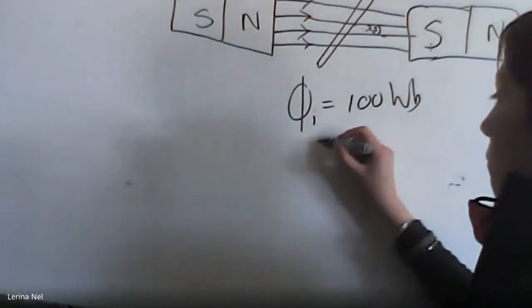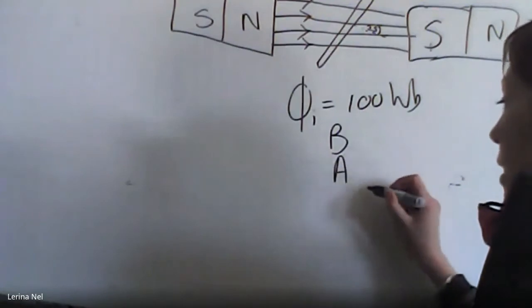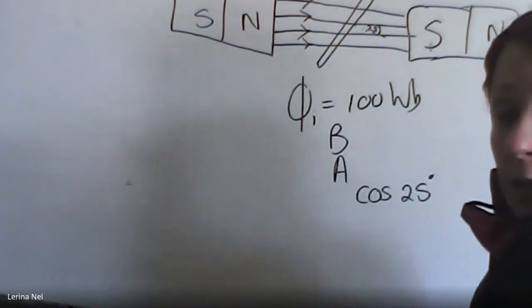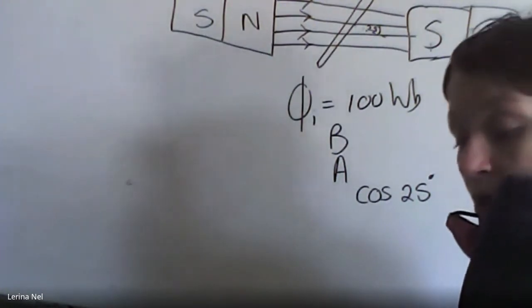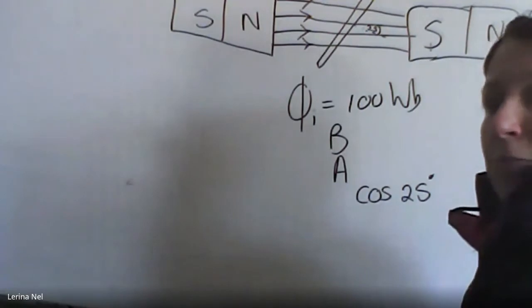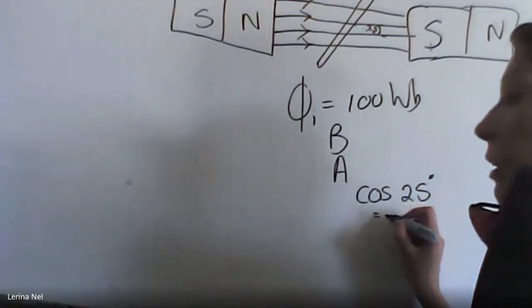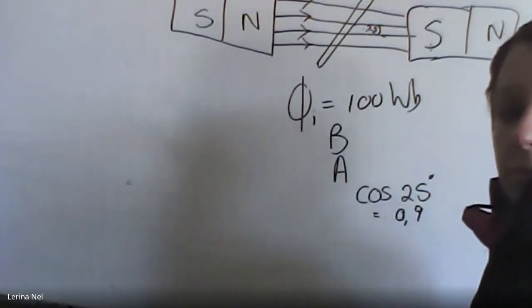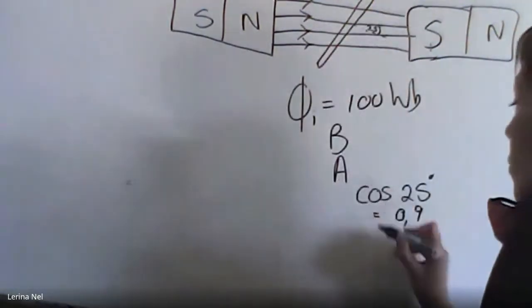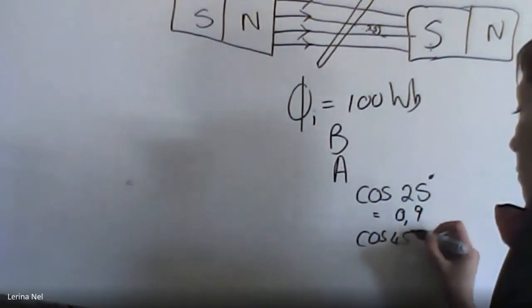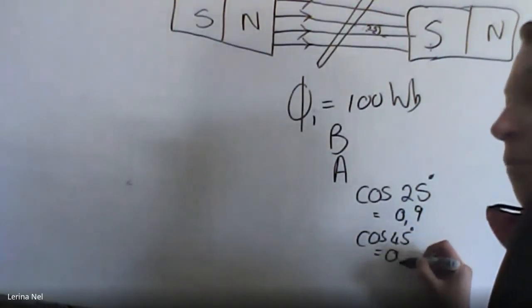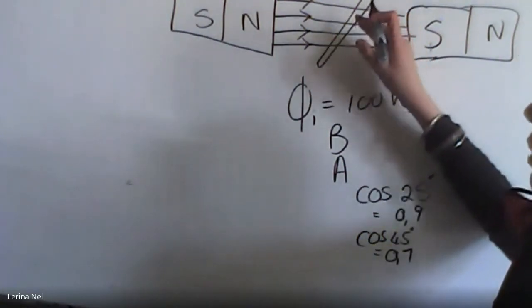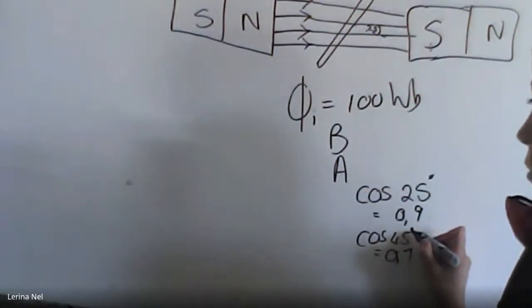So this is going to give me, where B is still the same and A is still the same, cos is no longer 0, it's cos 25. If you calculate cos 25, which we will do quickly, this is going to give me a value of 0,9, which is less than 1. If the angle increased to cos 45, it would have given me 0,7. So we see that the more we turn it, the smaller this value becomes.